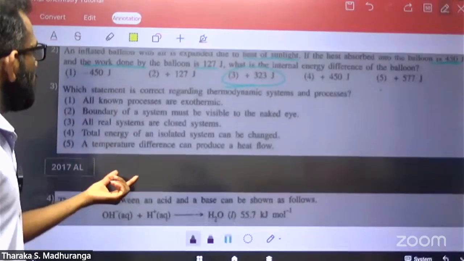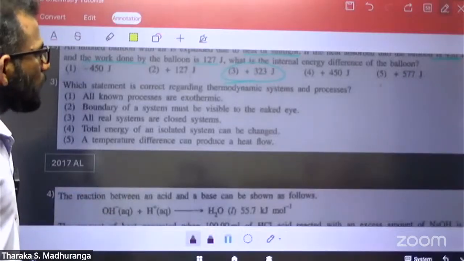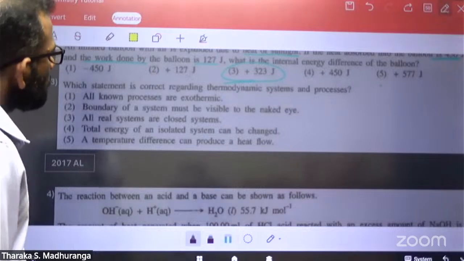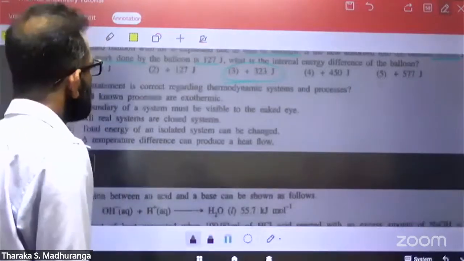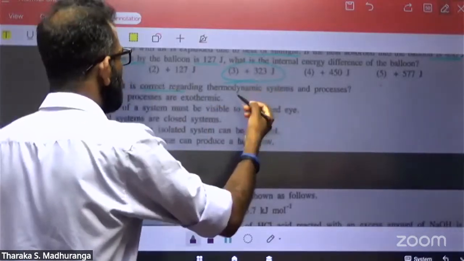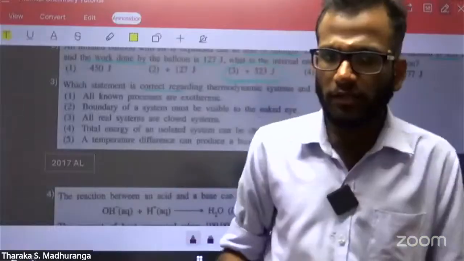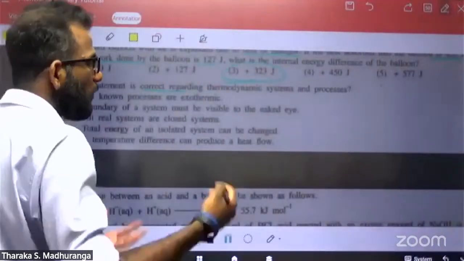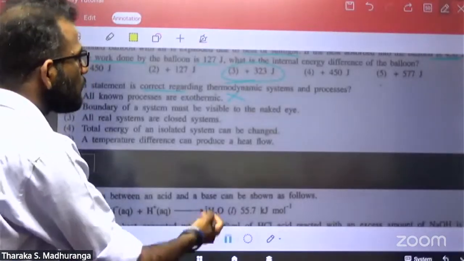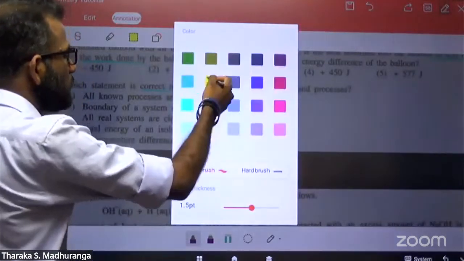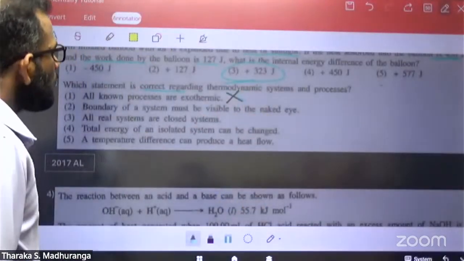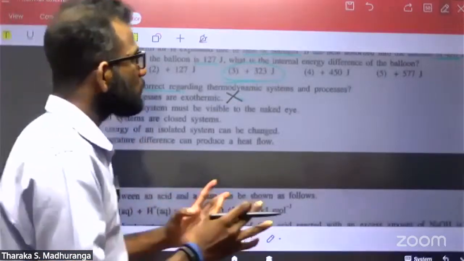Which statement is correct regarding thermodynamic systems and processes? All non-spontaneous processes are exothermic. Is it correct? No, no. They are exothermic or endothermic, both, not only exothermic. Next, the boundary of a system must be visible to the naked eye.